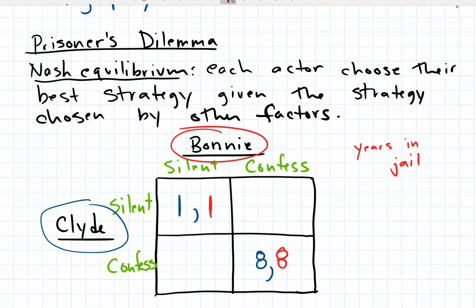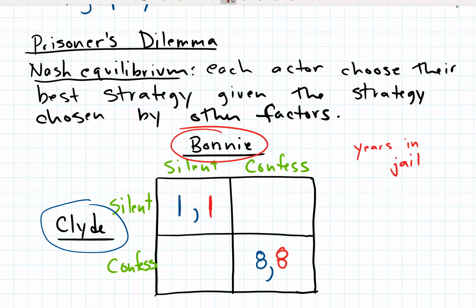So which one do you think they want to do? Well, obviously right now you'd say they should stay silent, right? They should stay silent because they'll do a lot less time in jail. But we're going to find out that actually staying silent is a hard equilibrium to hold. So let's keep going.